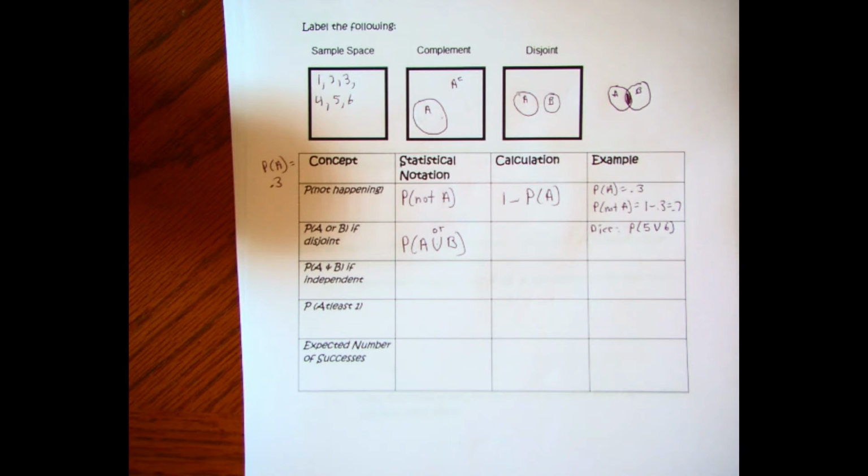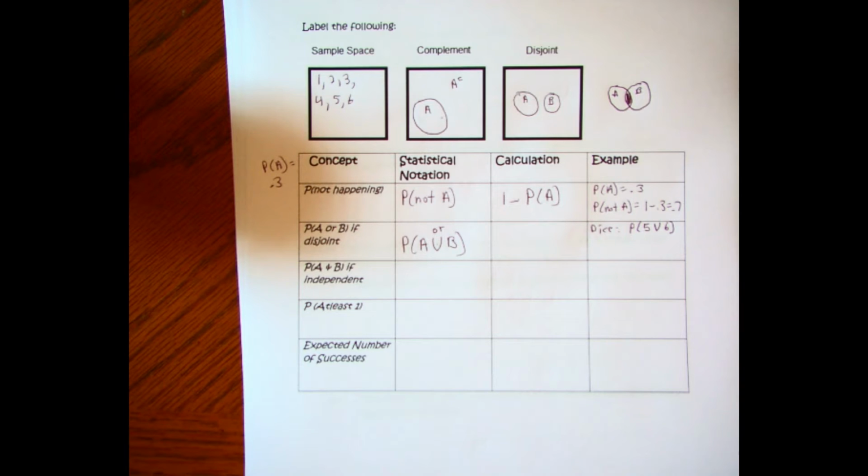Why? Because when you roll a dice, you can't get a 5 and a 6. 5 and 6 have nothing in common. You either get a 5 or you get a 6. There's no overlap there. So what's the probability of getting a 5? Well, it's 1/6. What's the probability of getting a 6? Well, it's 1/6. What's the probability when you roll a dice you get a 5 or a 6? Well, there are two outcomes, so it's actually 2/6.